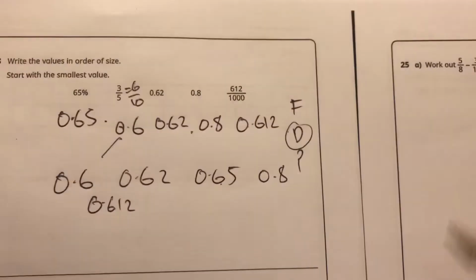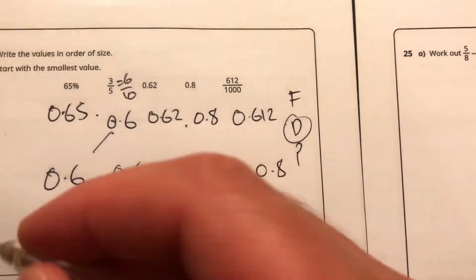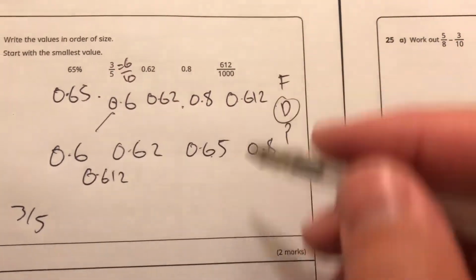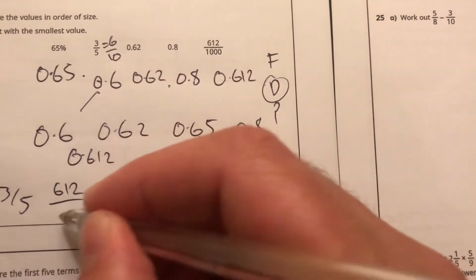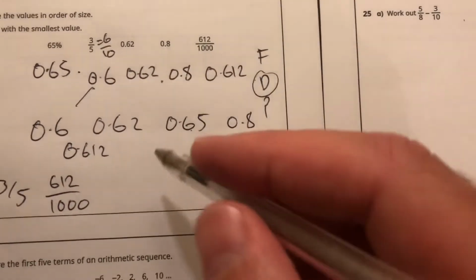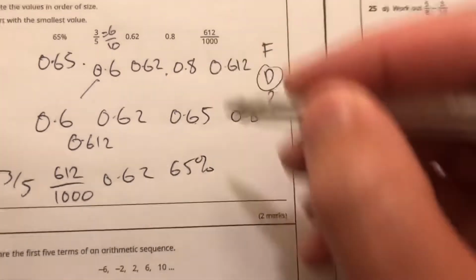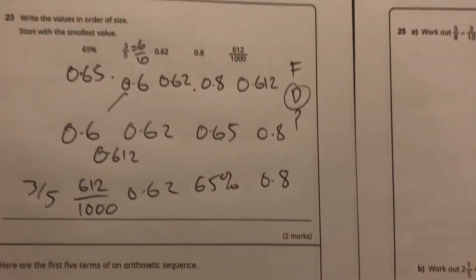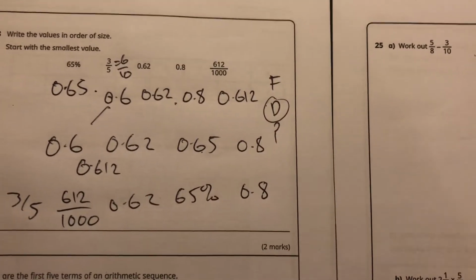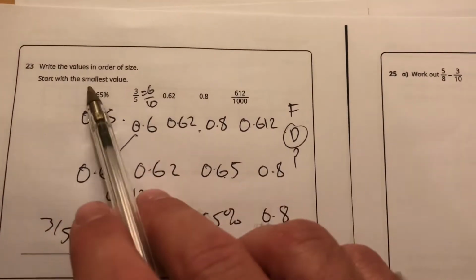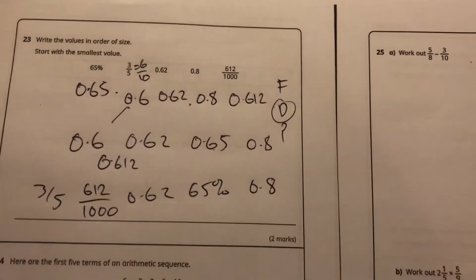So if I want to convert them back, the 0.6 was 3/5. Then it was the 612 over 1,000. Then it was 0.62. Then it was 65%. And the largest, 0.8. That was quite a bit of work for 2 marks. But again, not a lot to read. Easy marks to pick up.